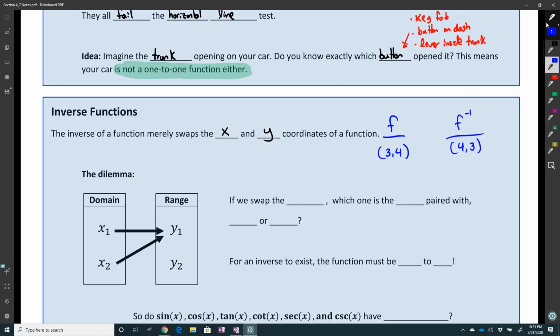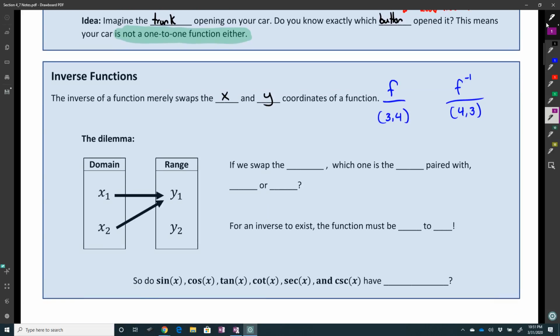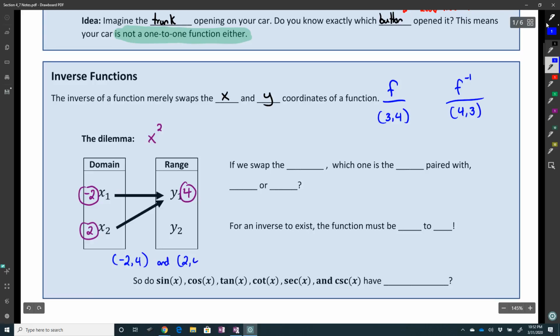Okay? But there's a dilemma, and that dilemma is this one right here. Notice that I have 2 points. I'm going to make up numbers next to them just so it'll be different. Let's say this is x squared. That's the classic example. Let's say this is negative 2, and this is positive 2. Well, if you square it, both of them give you the answer 4. So for points, you have negative 2, 4, and you have 2, 4.